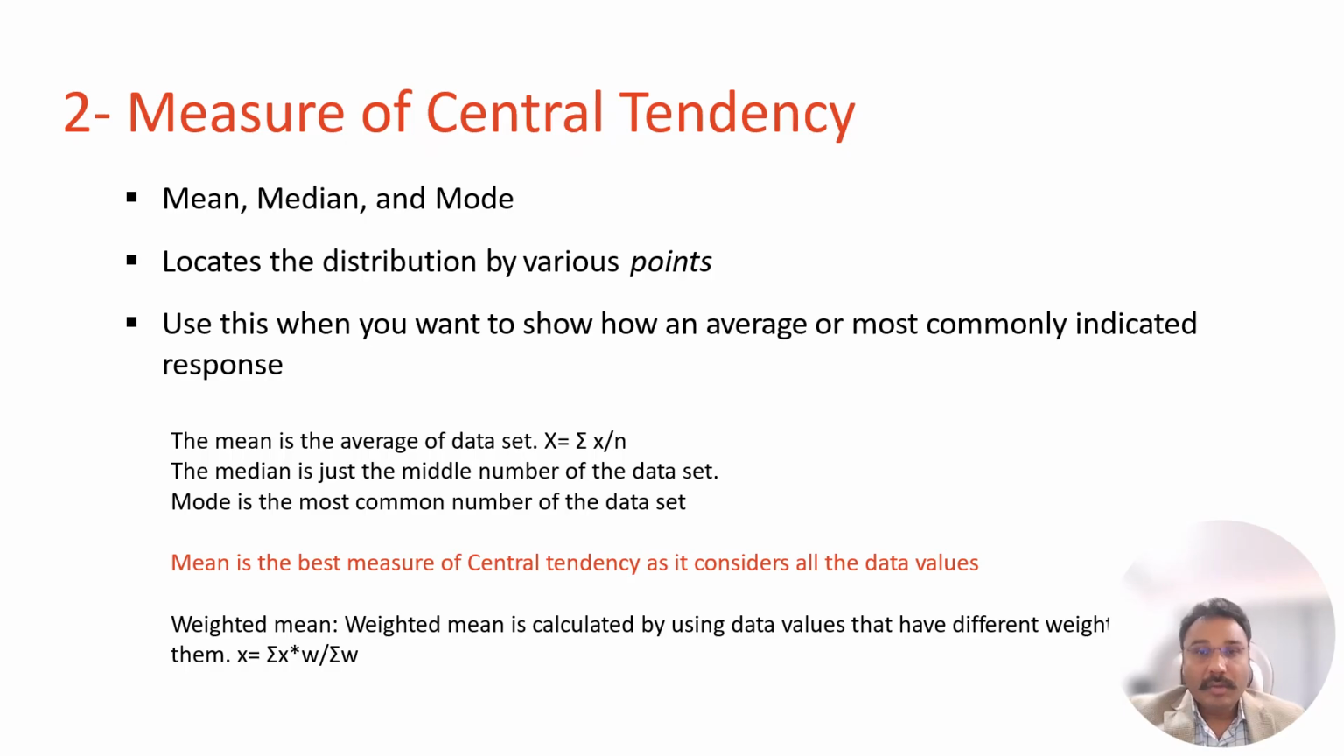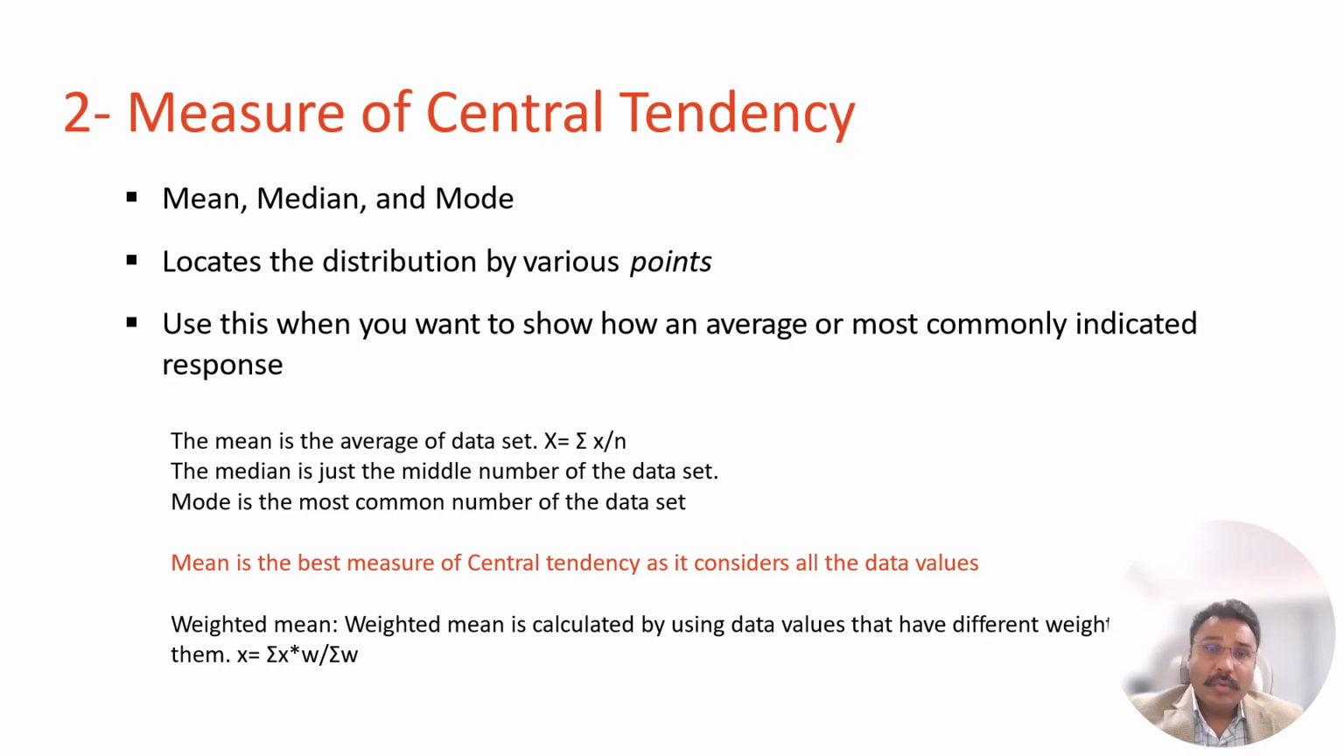The mean, often called the average, is calculated by adding all values in a data set and dividing the total by the number of observations. The median represents the middle value when all observations are arranged in order from smallest to largest, or vice versa. The mode is the value that occurs most frequently within the data set. Each of these measures provides a slightly different perspective on data.